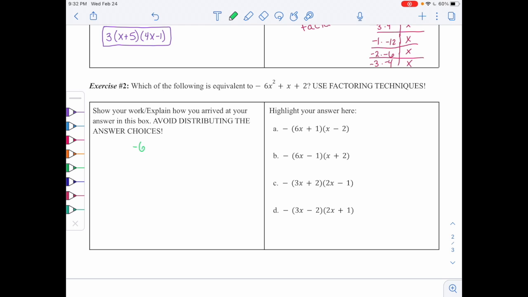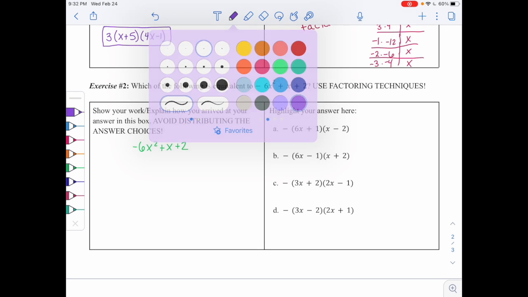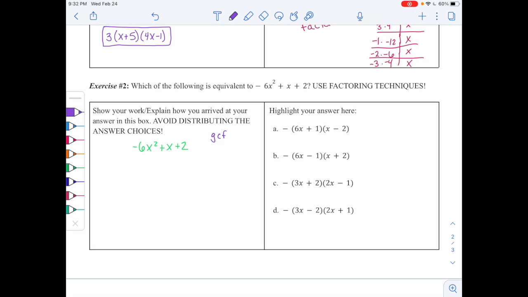No GCF. In this, there's no GCF. A is not 1, so we're going to do the AC method. Negative 6. Oh, actually, hold up. Again, guys, I'm being so silly today. The GCF is negative 1. We don't like when our first term is negative. So we've got negative 1 as our GCF. So I'm going to take that out. And I'm going to be left with 6x squared minus x minus 2.